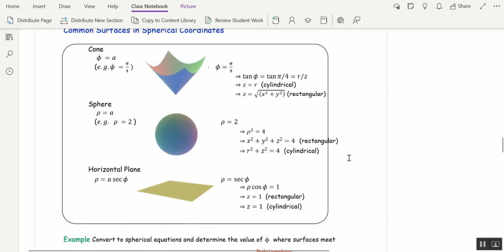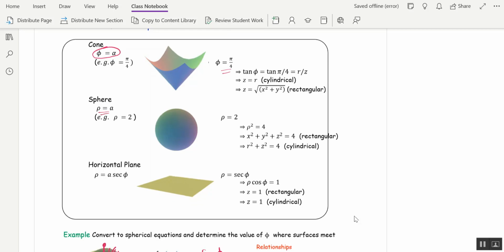Cones are going to be, as I stated before, determined by setting phi equal to a fixed number. So for example, if phi is pi over 4, you're just getting our friendly rectangular cone. Spheres are defined by setting rho equal to a constant, and horizontal planes will be rho equals a secant phi, and I've got a description of that over here.